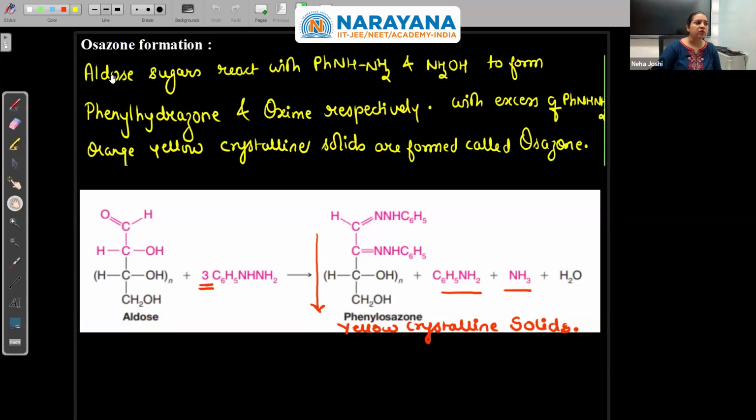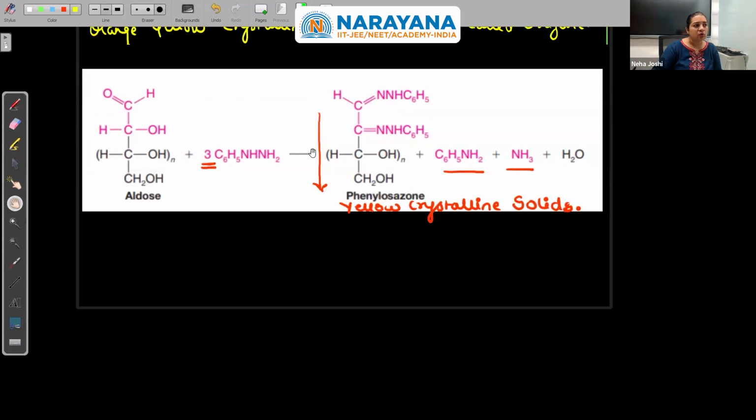Now, osazone formation: aldose sugars react with PhNHNH2 and NH2OH to form phenylhydrazone and oxime respectively. With excess of PhNHNH2, orange-yellow crystalline solids are formed, and this is not just for aldose. This will be given by ketose also. It is both types, aldose and ketose. These solids are called osazones.